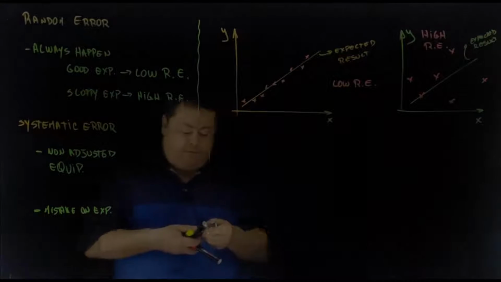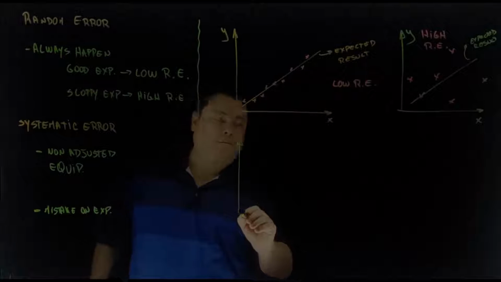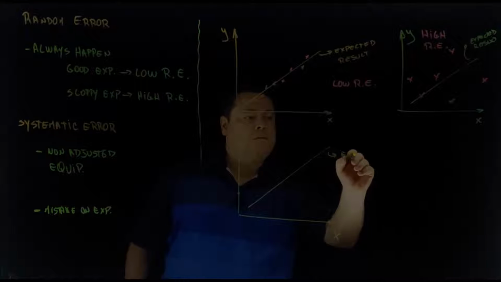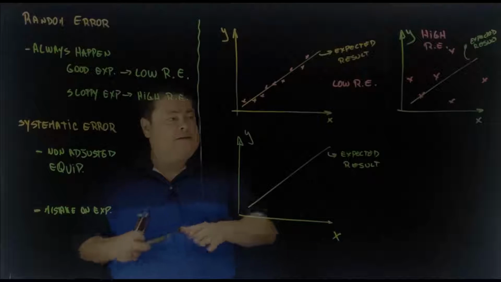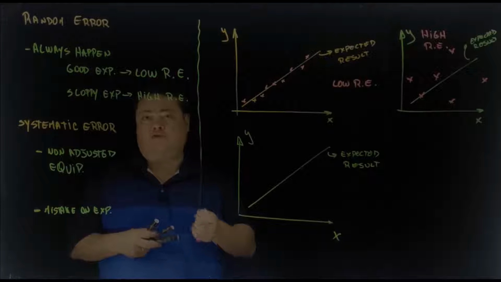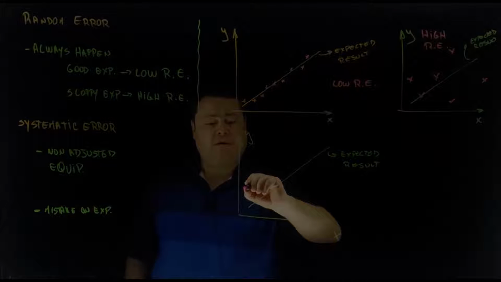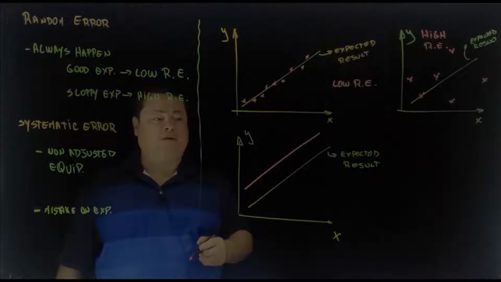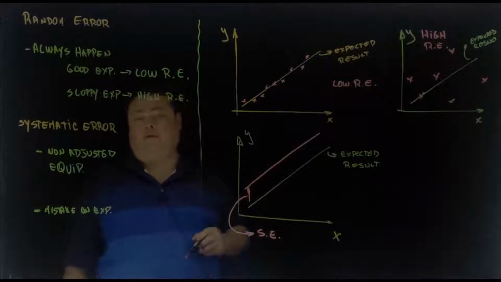Now, systematic error. Let's see a couple of possibilities. Let's say that this is my expected result, and because of a zero offset mistake, like you forgot to zero the scale, or the meter stick was worn off, you could skew all of your data like this. So you get another line that maybe has the same slope as the expected one, but is shifted up. And this shift is exactly caused by systematic error.